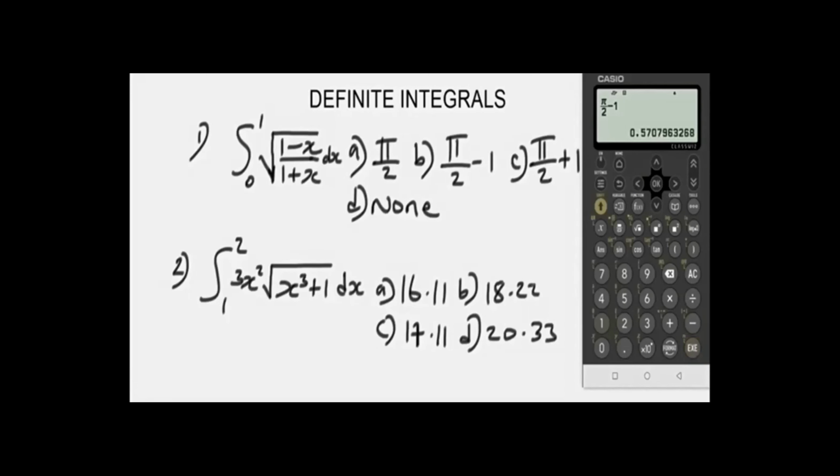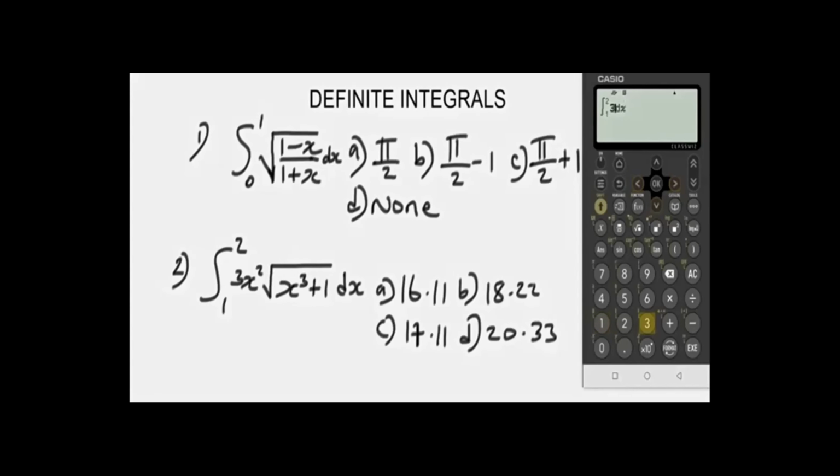Alright, so that is for question 1. Let's solve one more example so that you guys understand this better. So let's solve question 2. Press this AC button. Let's go back to catalog, function analysis, integration. So the upper limit is 2, the lower limit is 1. Come to this center box.